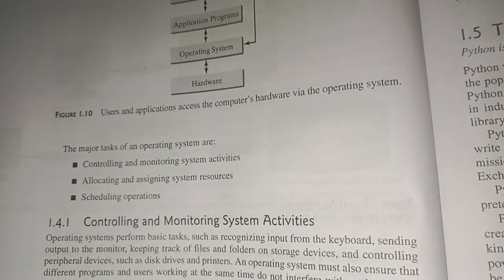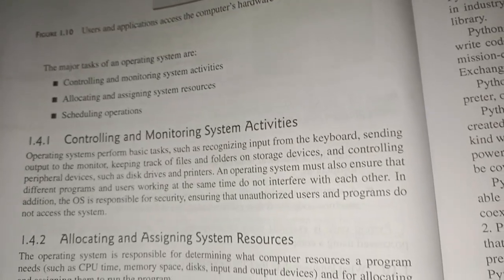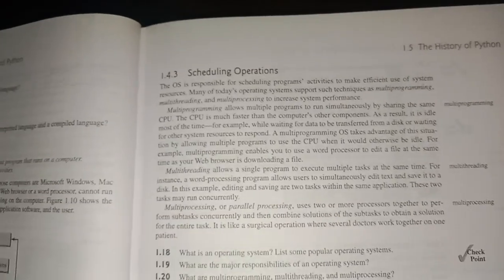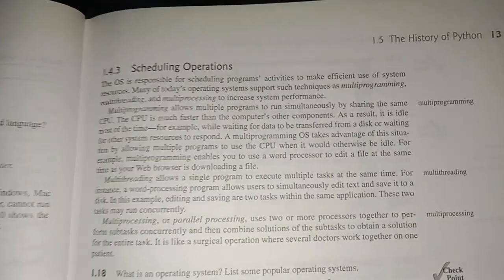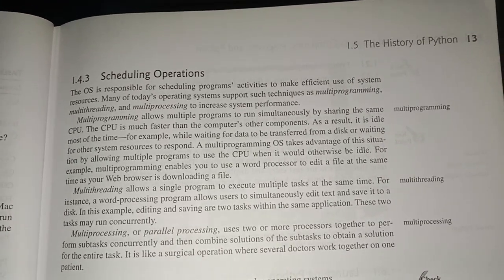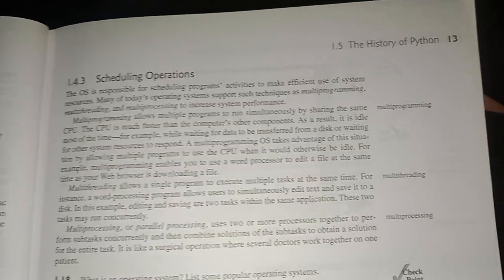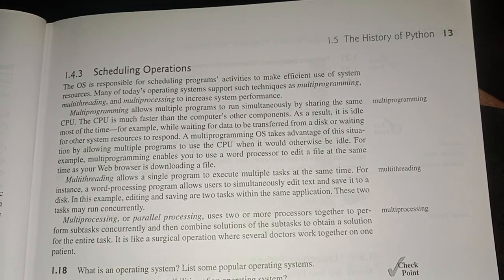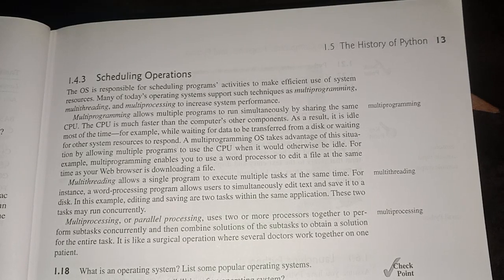Major tasks of the operating system are controlling and monitoring activity, allocating and assigning system resources, and scheduling operations. The OS is responsible for scheduling program activity to make efficient use of the system resources.